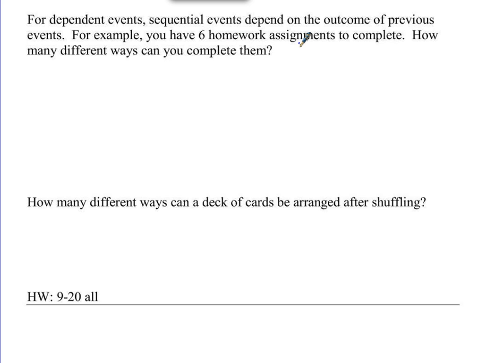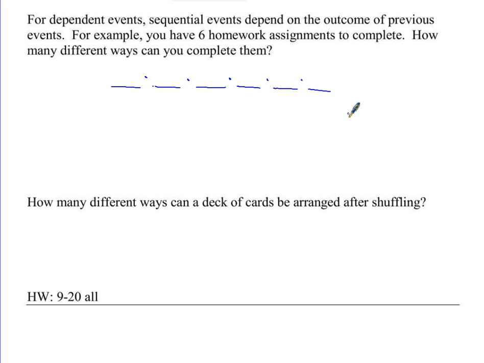For example, you have 6 homework assignments to complete. How many different ways can you complete them? Well, first of all, this is a fundamental counting principle problem. We have 6 different homework assignments. Each one of those is its own event. So I'm going to draw 6 dashes. 1, 2, 3, 4, 5, 6. All of these dashes are going to be multiplied together.